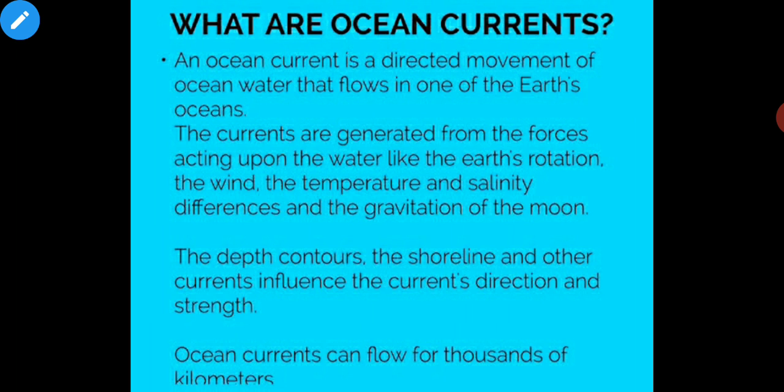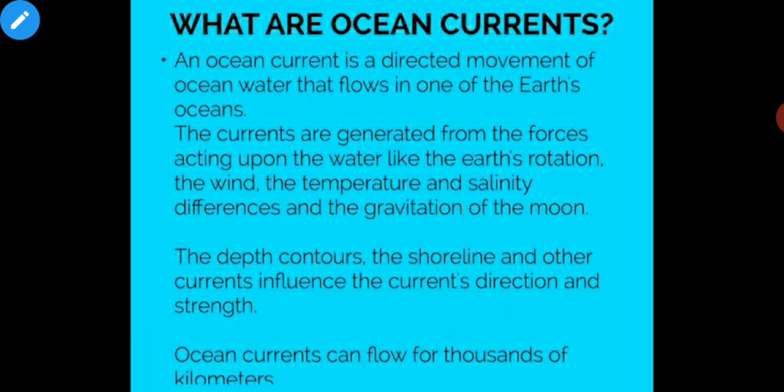Now, on the basis of temperature, the ocean currents can be warm currents and cool currents. The cool currents move from the poles to the tropics or lower latitudes, while the warm currents move from the equatorial region towards the poles. Warm currents raise the temperature of the land around, while cool currents lower the temperature of the land around.